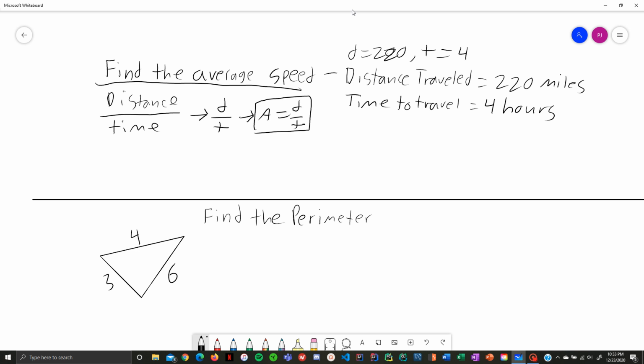So we can go ahead and set up our little equation right here. A for average is going to be equal to 220 divided by 4. Now if you put that into your calculator, the result is going to be 55. So we traveled at 55 miles per hour. That was the average. Of course, there would be higher and lower times, but the average speed was 55 miles per hour on our journey to travel the 220 miles over the 4-hour period of time.